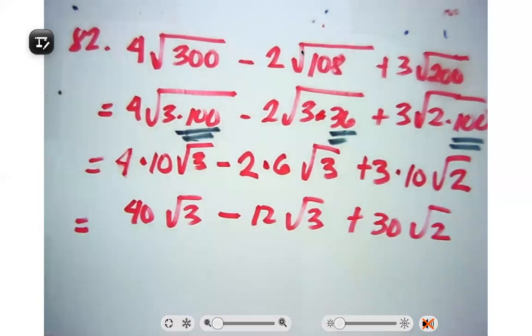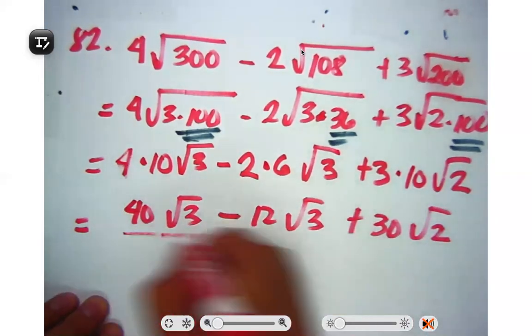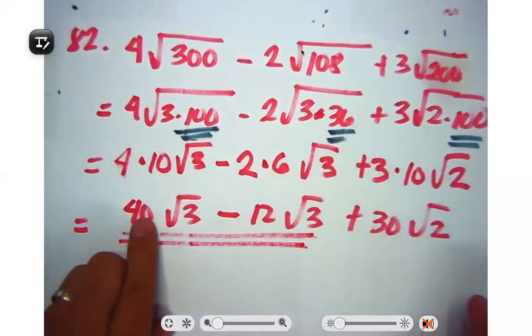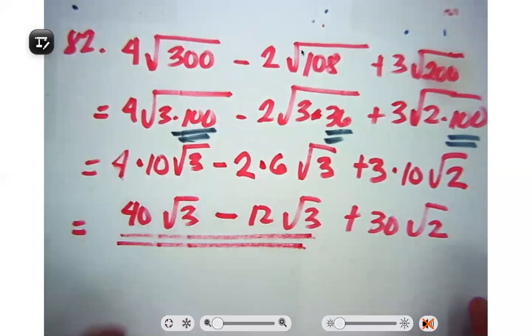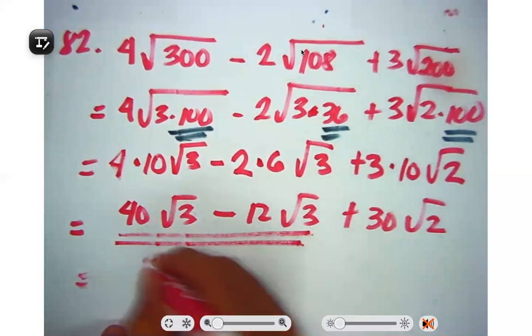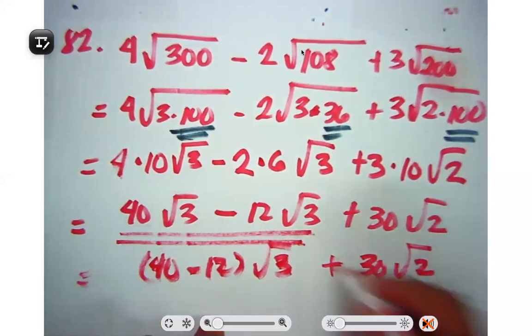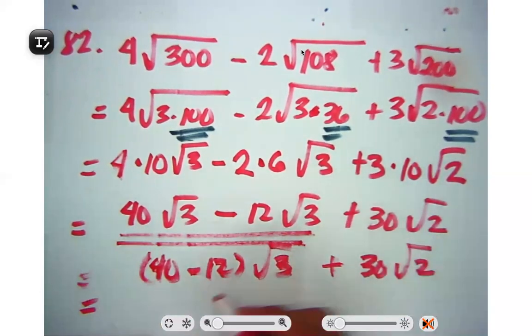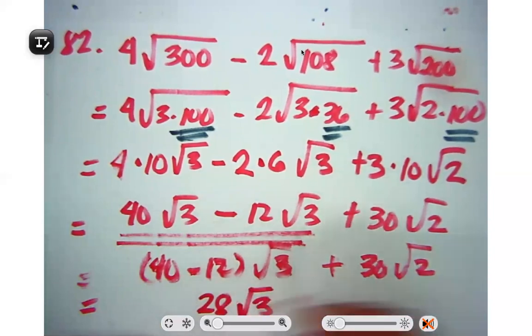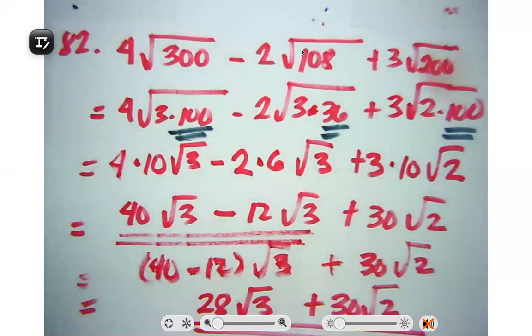Not all of them are like radicals. These are square root of 3, square root of 3. This one is not. So we can only combine 40 square root of 3 minus 12 square root of 3. What is 40 minus 12? We have 40 minus 12 square root of 3 plus the same 30 square root of 2. 40 minus 12 is going to be 28 square root of 3. Just copy that 30 square root of 2. You cannot combine because they are unlike radicals. So we have 28 square root of 3 plus 30 square root of 2.